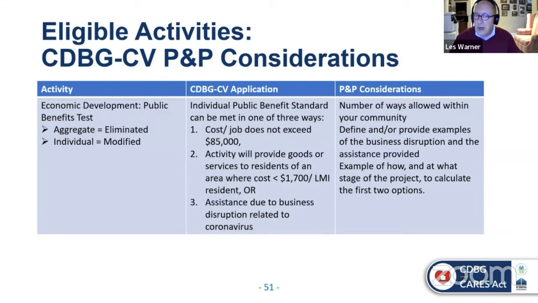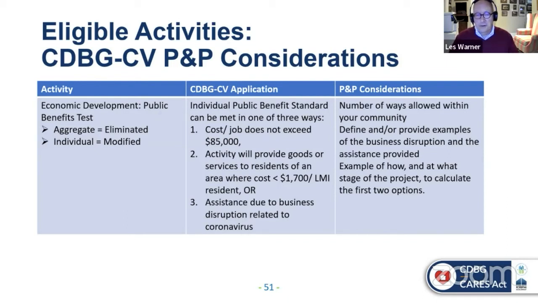So we have 3 options on this. We would need to either be able to show that the cost per job doesn't exceed $85,000, or we could look at a goods and service. So if we were funding for a business that served an LMI service area, we would have to look at the goods versus for LMI individuals versus our investment.